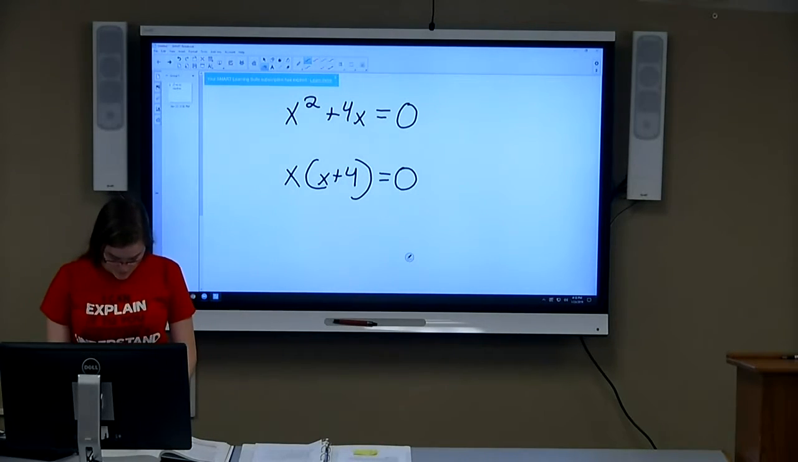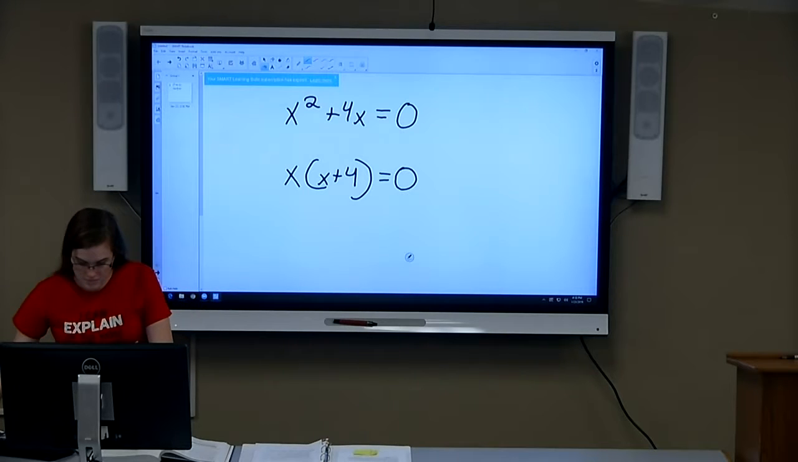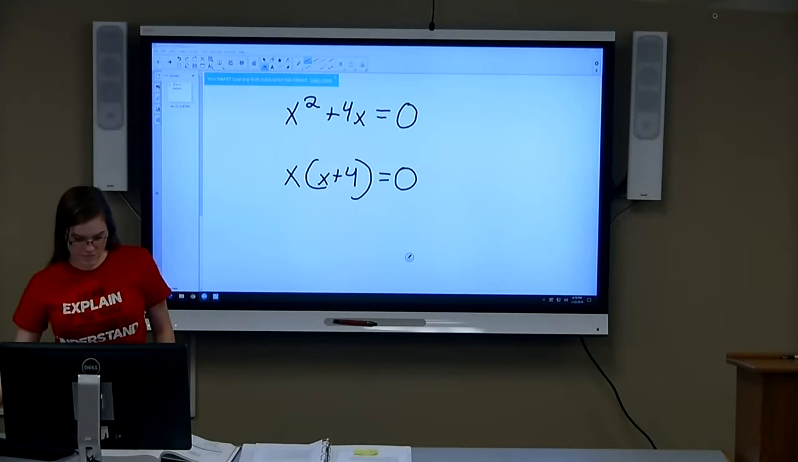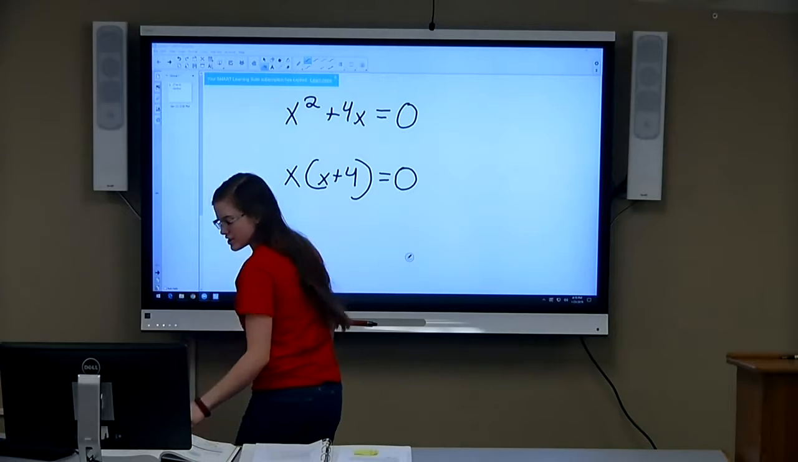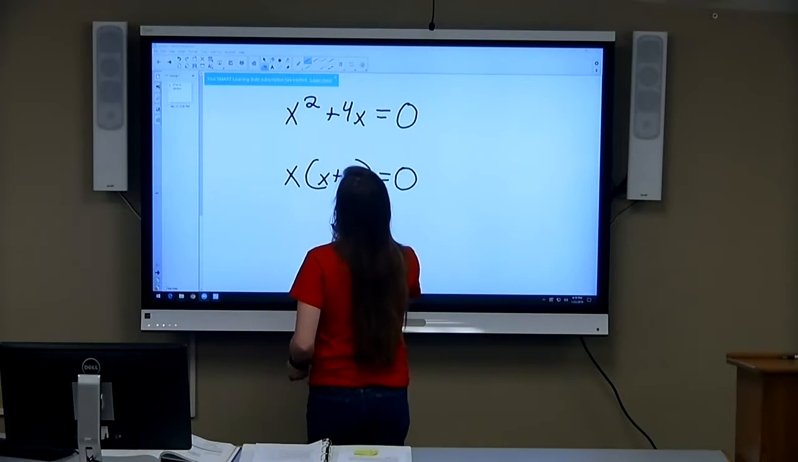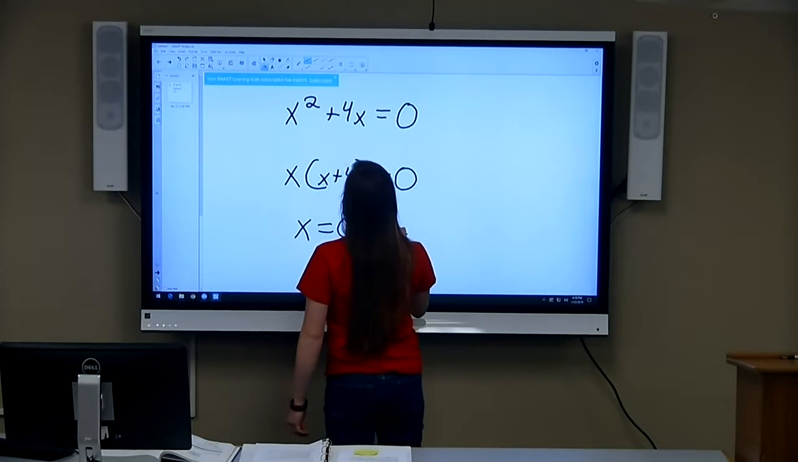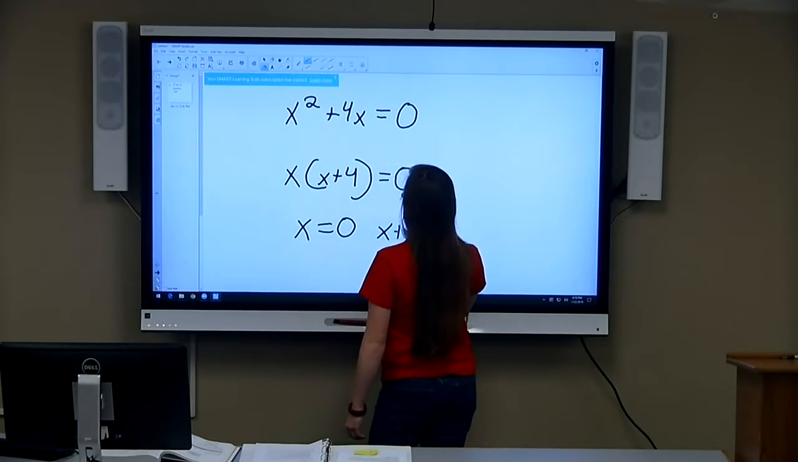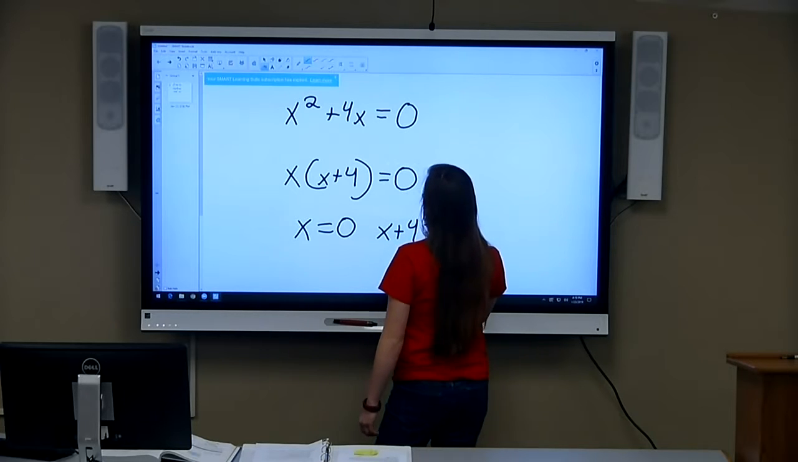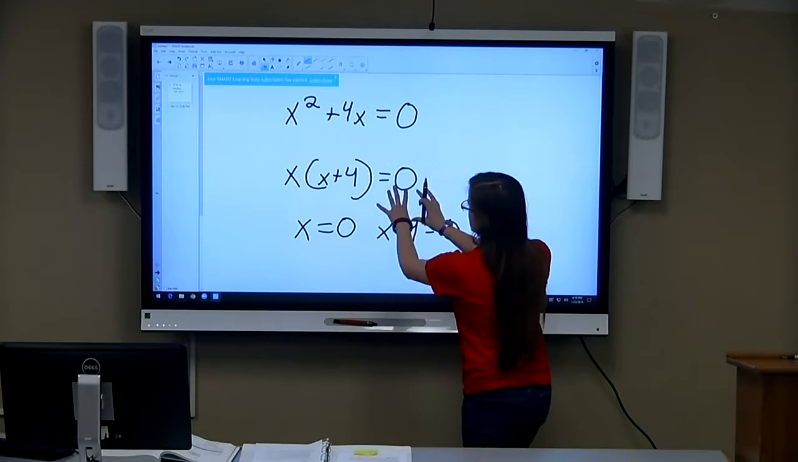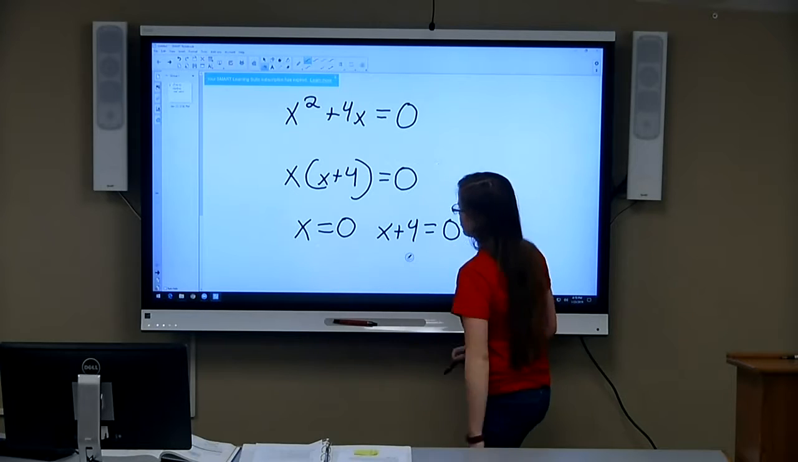After getting to this point, you can use the zero product property, and that will give you x equals 0 and x plus 4 equals 0. So you're not losing any of your numbers or any of your equations, you're just splitting it in two to make it easier to solve.